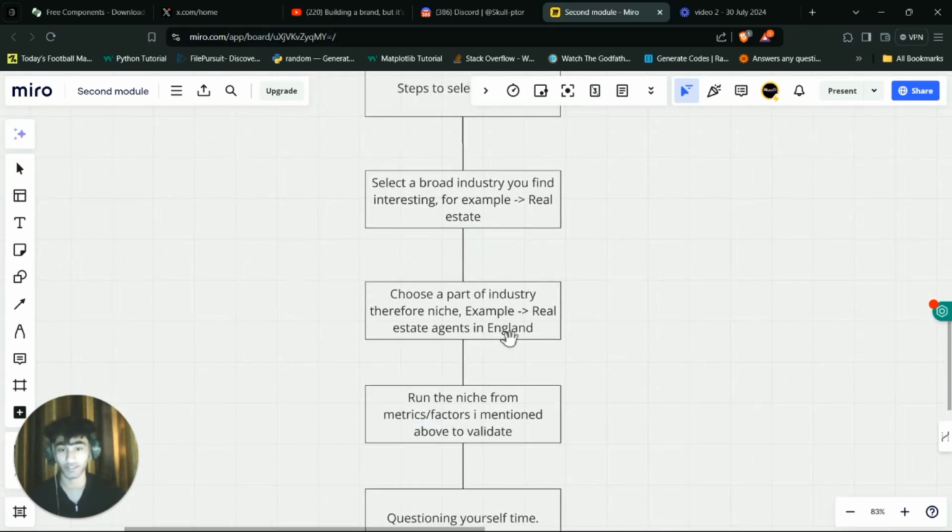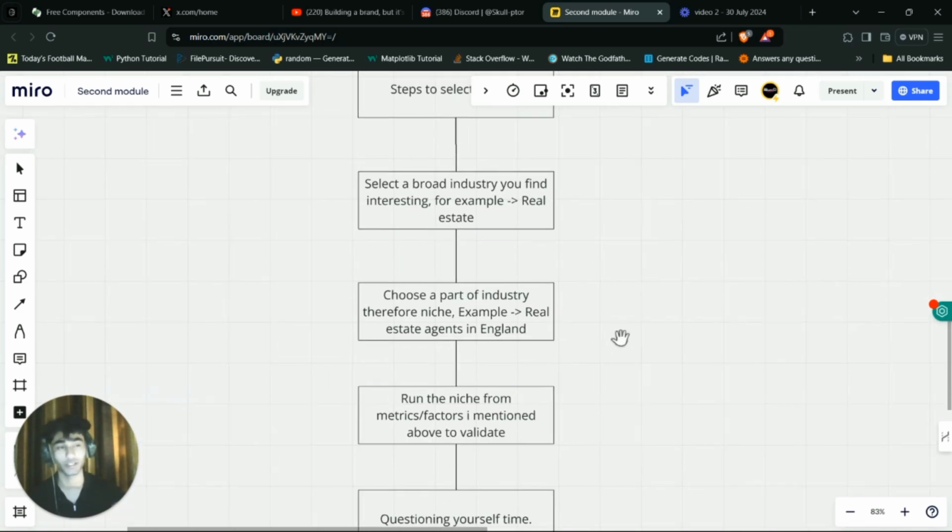Example: real estate agents in England. This will make your targeting more precise, so you don't have to waste a lot of money on disposed targeting. Now I've given you an example of real estate agents in England, therefore you can go ahead and innovate yourself, like commercial real estate and real estate agents in Australia, dealing with kangaroos.